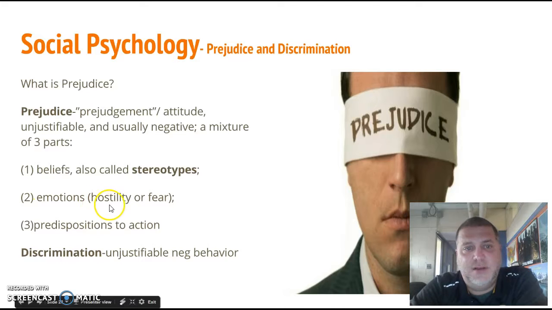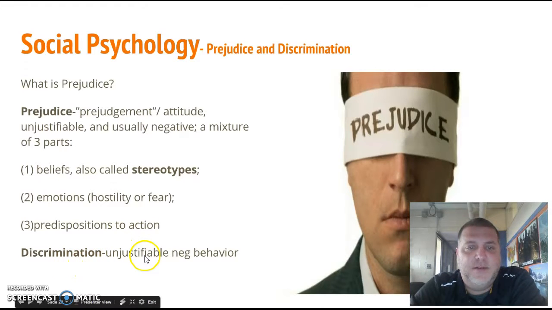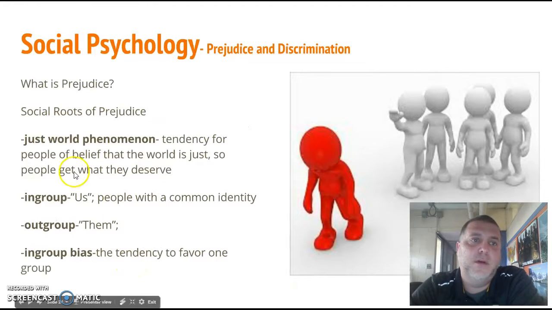Emotions is based upon hostility or fear, so you're going to have a hostility or fear towards whoever you're prejudiced against. And the third is going to be a predisposition to an action, so you're already somewhat exposed and conformed to act a certain way to these people. Discrimination is unjustifiable negative behavior, so discrimination and prejudice are very, very similar in their role.